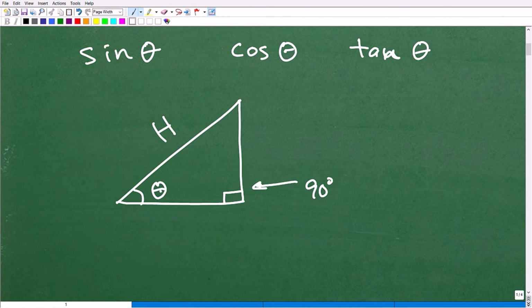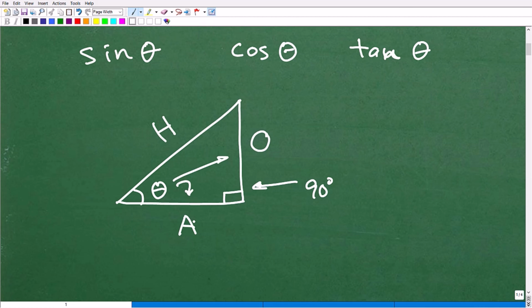Now, this angle here, I'm looking at this leg of the triangle. It's opposite of this angle, so we're going to call this O. And then the leg right here that's next to the angle is adjacent to the angle. We're going to call it A, which would be the adjacent side.